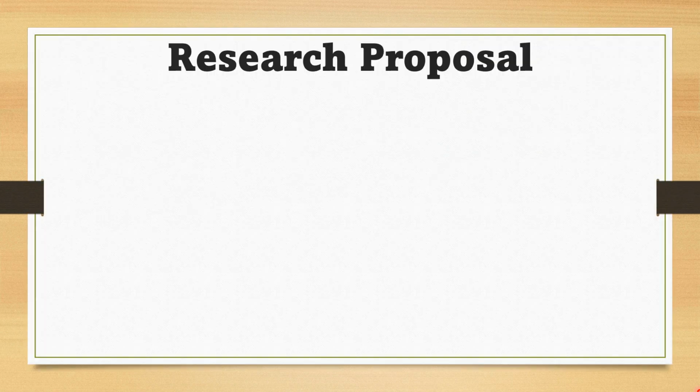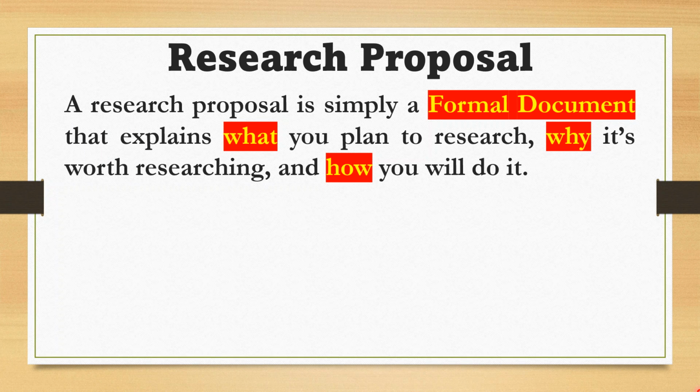So first of all, we have to know the background of a research proposal. Simply, a research proposal is a formal document that answers three questions. The first question is what, the second one is why, and the third question is how. The what includes what you have planned to research, what is included in your plan that you will work on. The why is why you are going to plan this specific research topic, how it is important, what is the importance of your topic in your subject area.